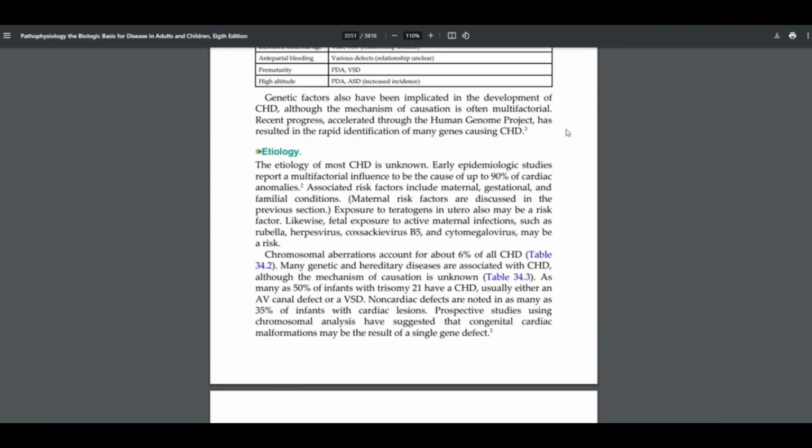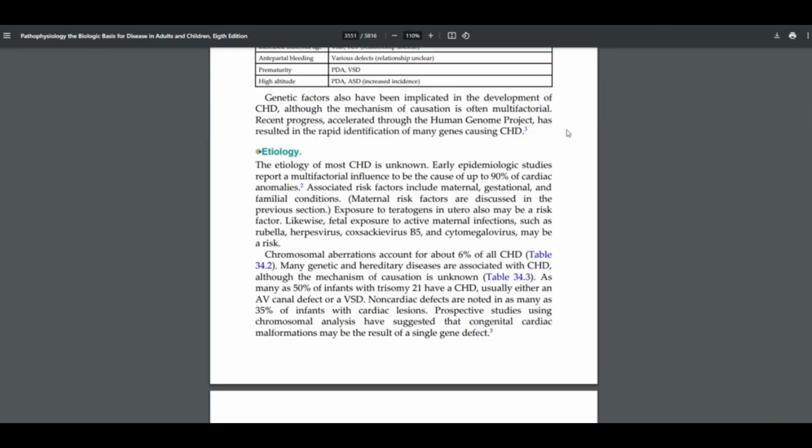Genetic factors also have been implicated in the development of CHD. Although the mechanism of causation is often multifactorial, recent progress, accelerated through the Human Genome Project, has resulted in the rapid identification of many genes causing CHD. So the etiology behind it is unknown. The etiology of most CHD is unknown.